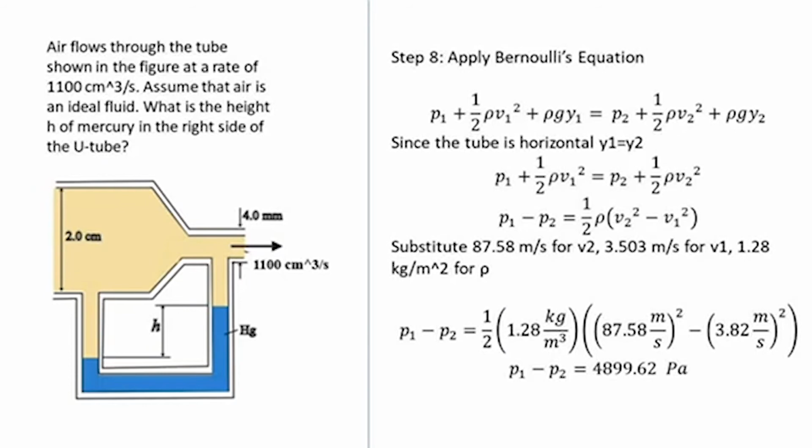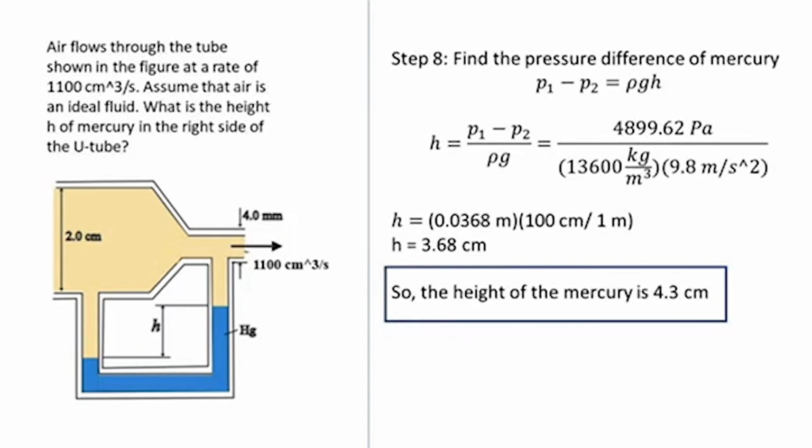And so now we're going to apply Bernoulli's equation. So we're just plugging in all the values that we found throughout this problem, and we end up finding that the difference between P1 and P2 is 4,899.62 Pa.